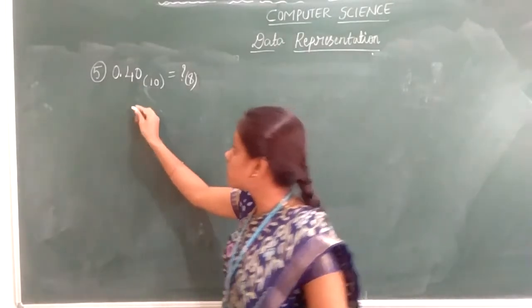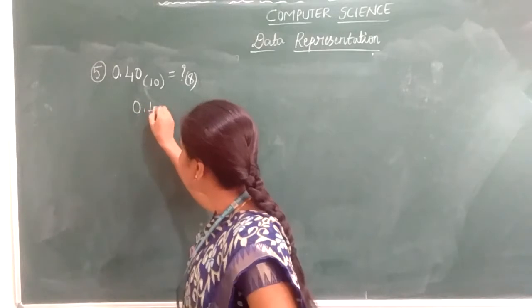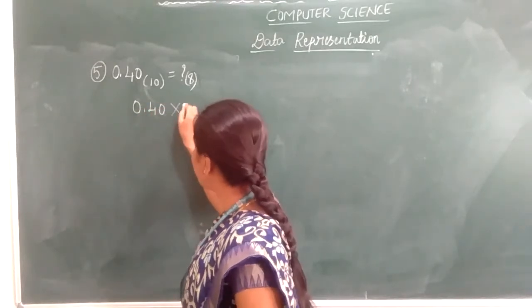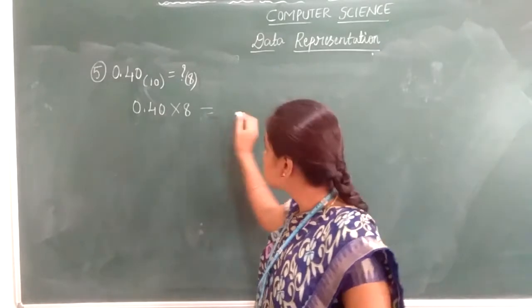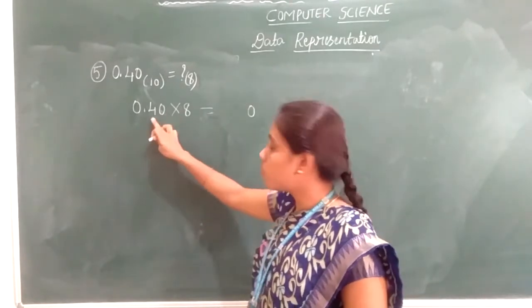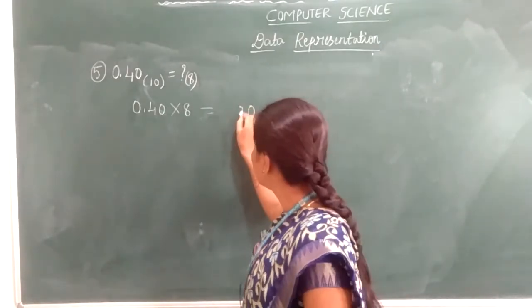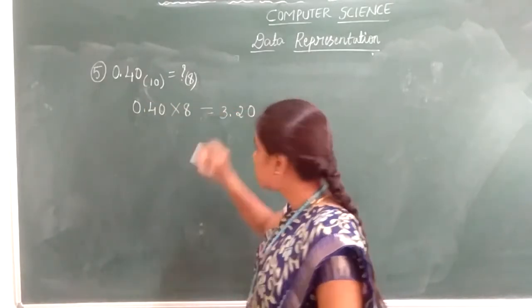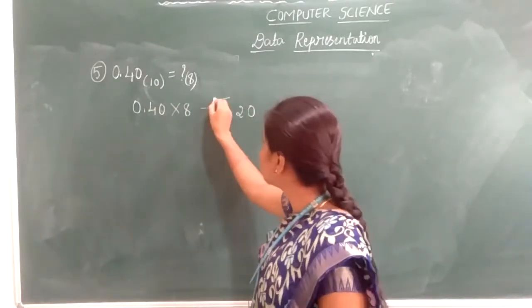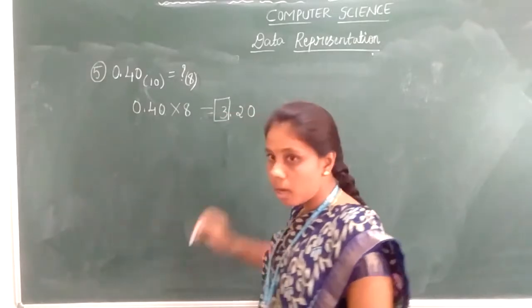Take this fractional part 0.40 and multiply it by 8. Now 8 into 0 is 0. 8 4s are 32, so 3 carry. I will write 3.20. Now note down this integer part.